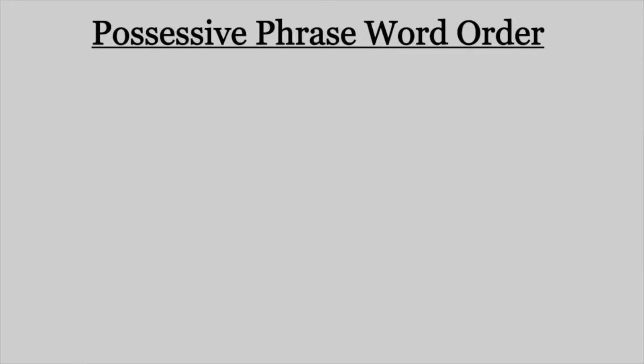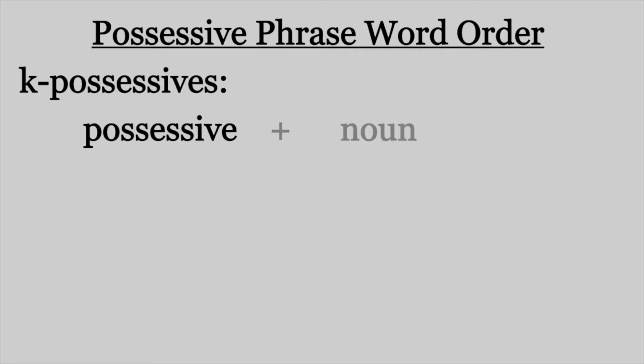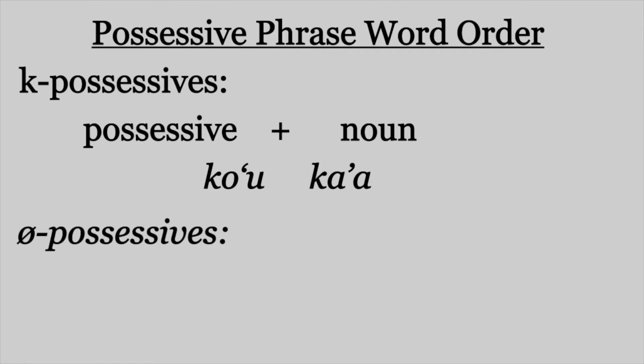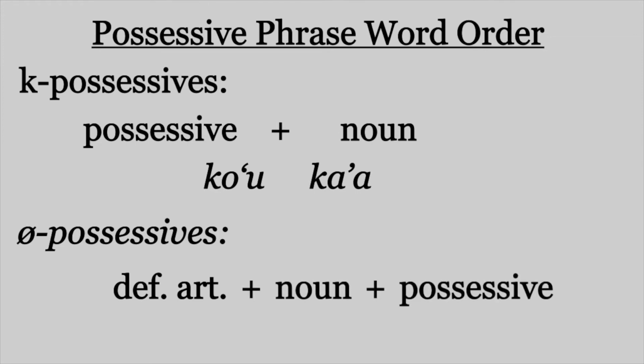Now our word order for possessive phrases using K-possessives was possessive plus the noun being possessed, ko'u, ka'a. But our word order for possessive phrases using zero possessives is definite article, noun being possessed, then the possessive, ke ka'a o'u.